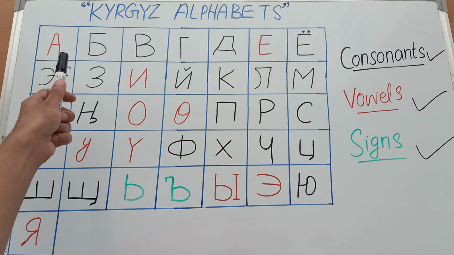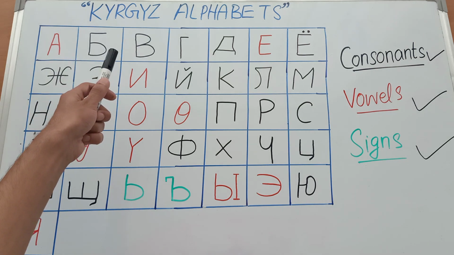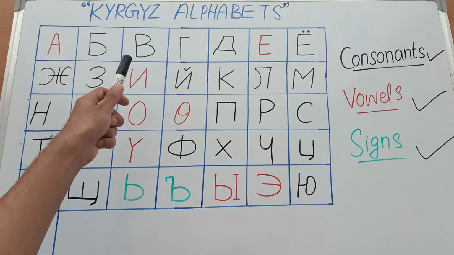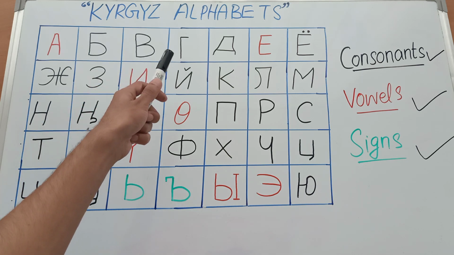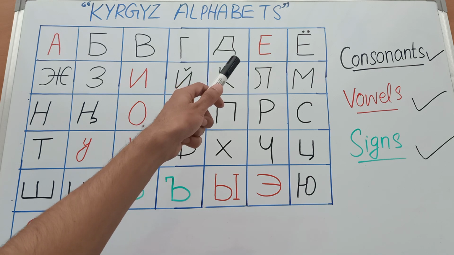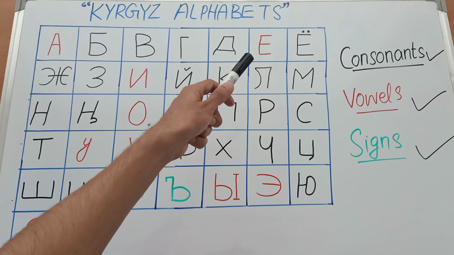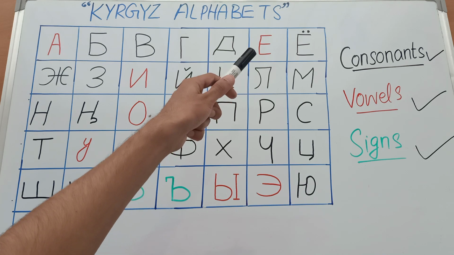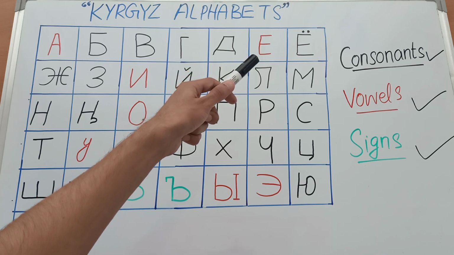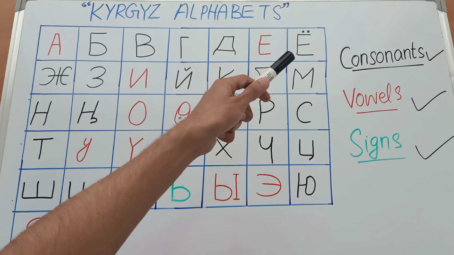A, B, V, G, D, Y. You can pronounce this letter as a. So the pronunciation of this letter is two. The first is a or yeah. Yo.